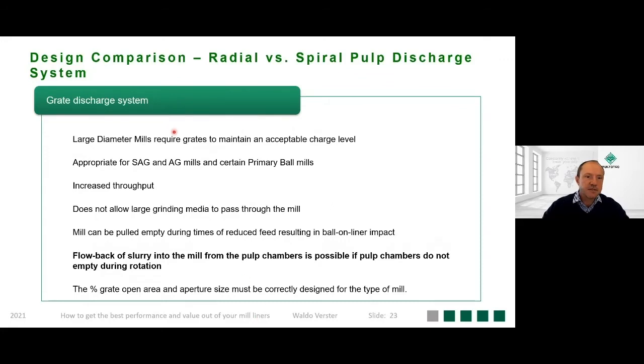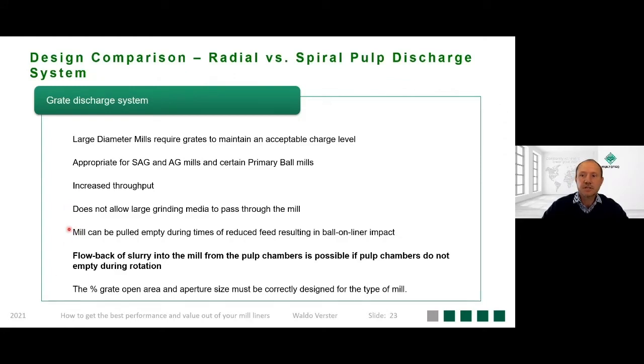The typical characteristics of a grate discharge system. It is necessary for large diameter mills, and that is to maintain an acceptable charge level. It is appropriate for the larger SAG and AG mills and also larger primary ball mills. We see an increase in throughput compared to an overflow discharge design, so it is definitely more efficient. It works the same as a pump, so definitely more efficient. It does not allow large grinding media to go out of the mill. This is also a big advantage.